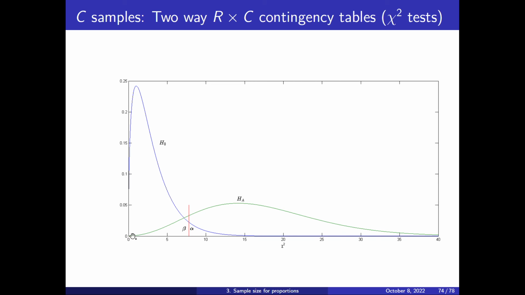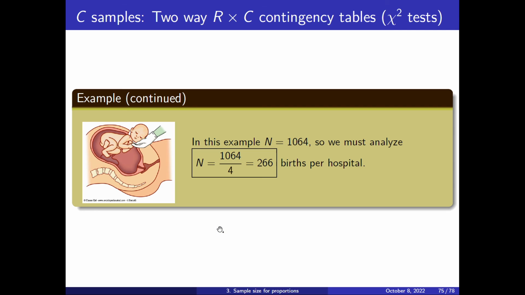And this is what we will have. We have the distribution of a statistic that is a chi-squared, when the null hypothesis is true and when the alternative is true. We will have a critical value, and from this critical value to the left we should have beta, and to the right we should have alpha. In this example, n is 1,000. But that is 1,000 among the 4 hospitals, so we have to observe 266 births per hospital.